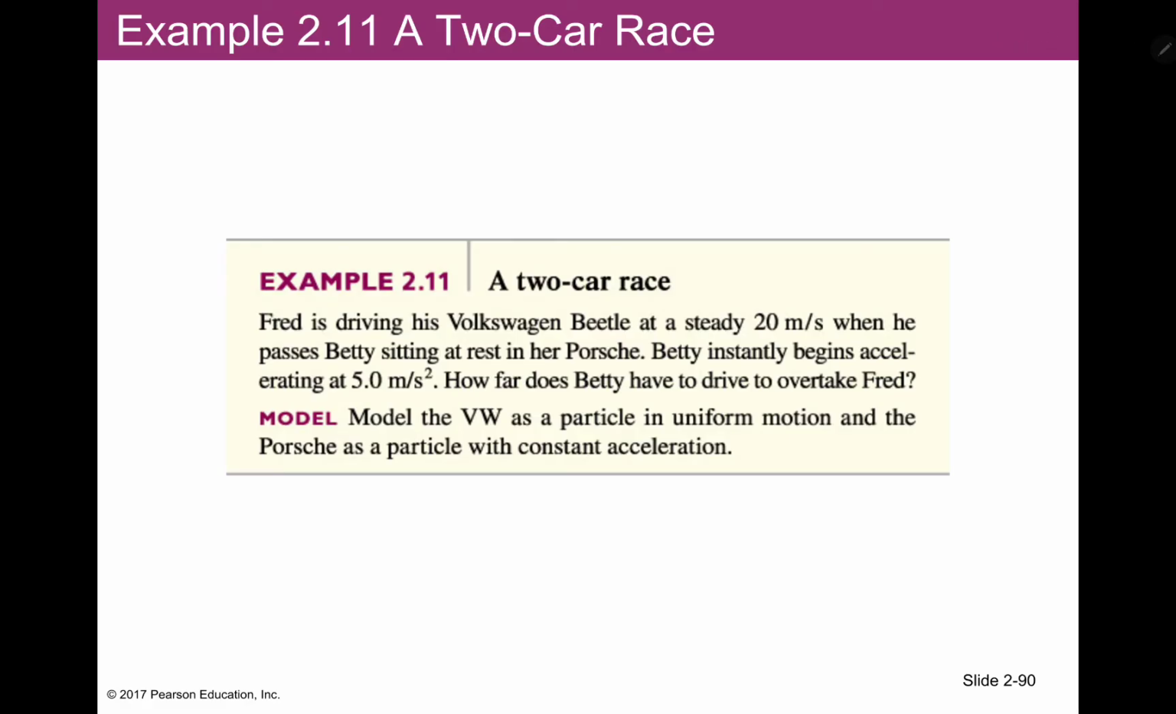Let's solve this question, Example 2.11. Fred is driving his Volkswagen at a steady 20 meters per second. Steady means constant velocity. When he passes Betty sitting at rest in her Porsche, Porsche instantly begins accelerating at 5 meters per second squared. How far does Betty have to drive to overtake?